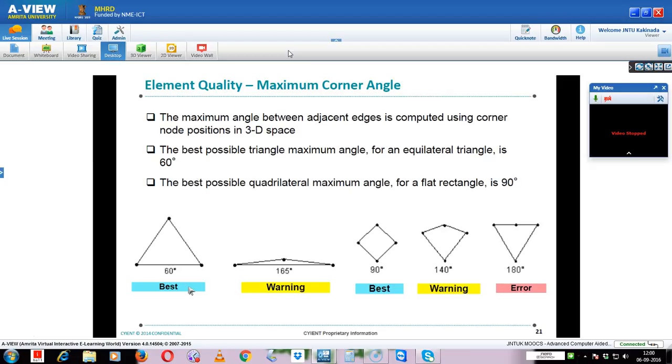Okay. So if you see here, maximum corner angle, the best is 60 and 165 is a warning. For quadrilateral, the best is 90, warning is 144, and 180. If you see the 180, the node is aligned between two nodes. This is actually a quadrilateral, and it has become a tria with one node. So this is completely an error element. This is not correct.